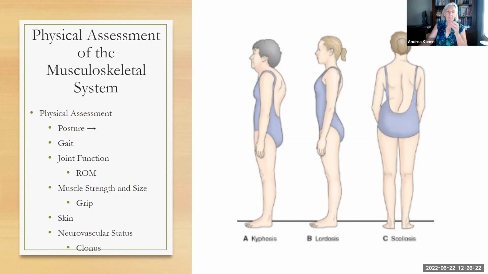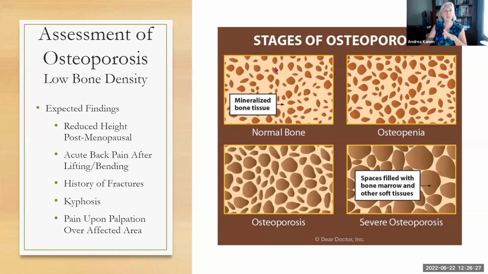All right, let's look at osteoporosis. Out of all of the musculoskeletal, put this on your must-know list because this you'll see on NCLEX. So osteoporosis is just low bone density. So the bones lose their strength.